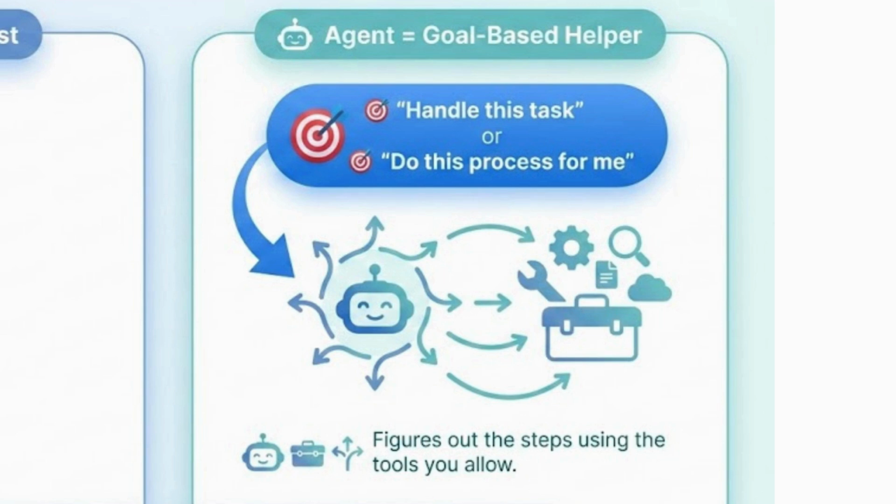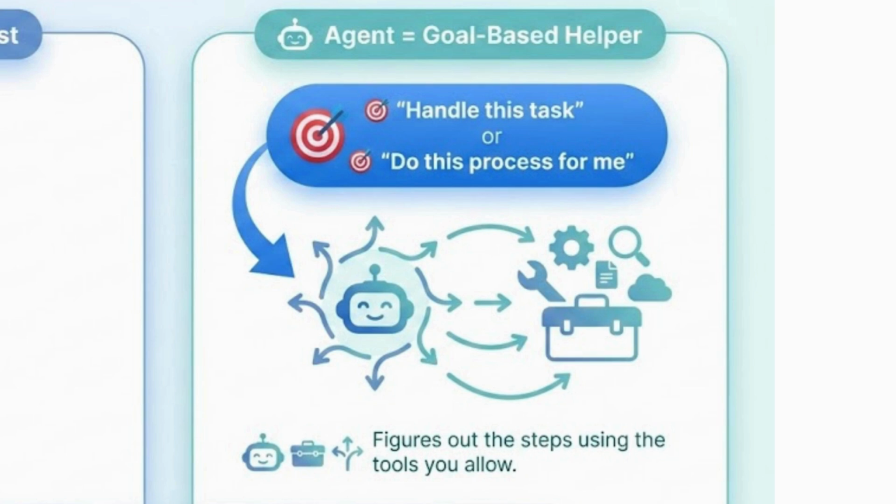And then the agent will figure out what steps it needs to take based on the tools you allow it to use. So the agent isn't just following a strict path like trigger, action, done. It's more like goal, think, choose steps, take action, check result. That's why agents feel smarter than normal automations.